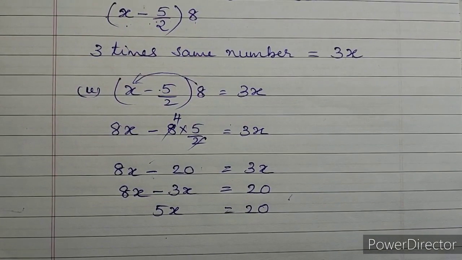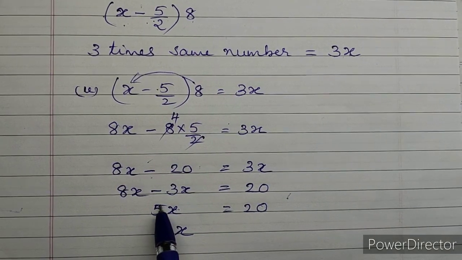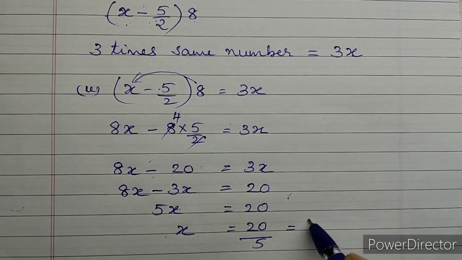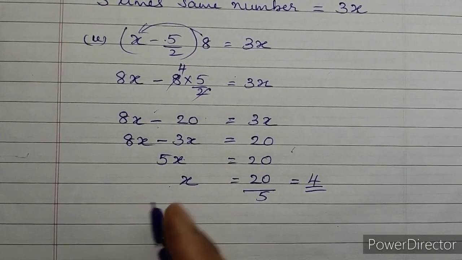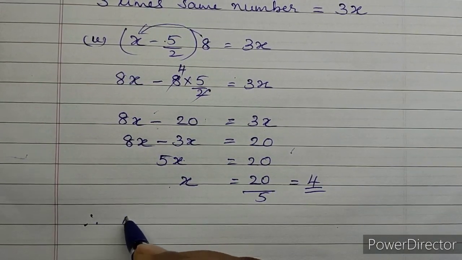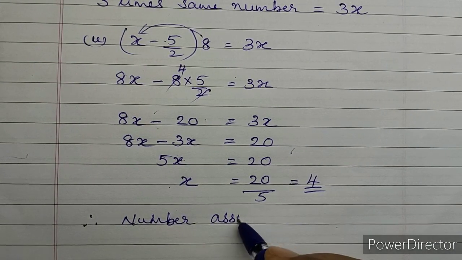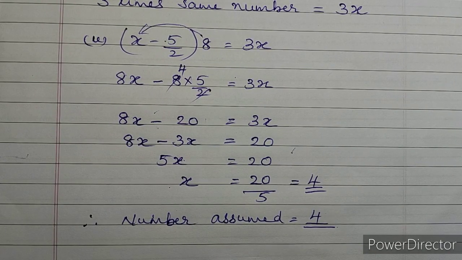Next step, you will be knowing, x alone you have to find. Keep the x there. 5 you have to bring to the other side. Here it is multiplication. It will change to division. 20 by 5 is equal to 4. So 4 is the number which Amina assumed. Therefore, conclusion you should write: therefore, number assumed equals 4. So this is the way how verbal sums you have to change to a mathematical statement and then solve it. Hope you understood this sum.